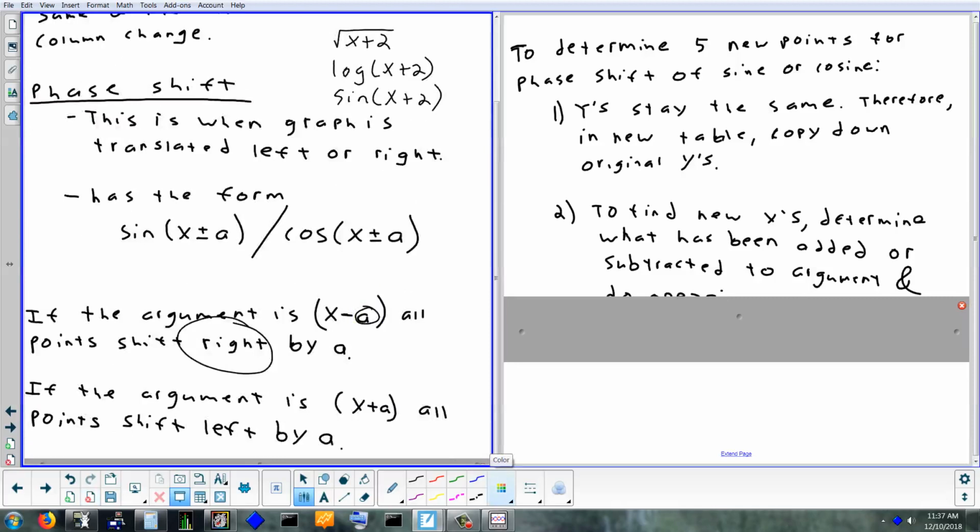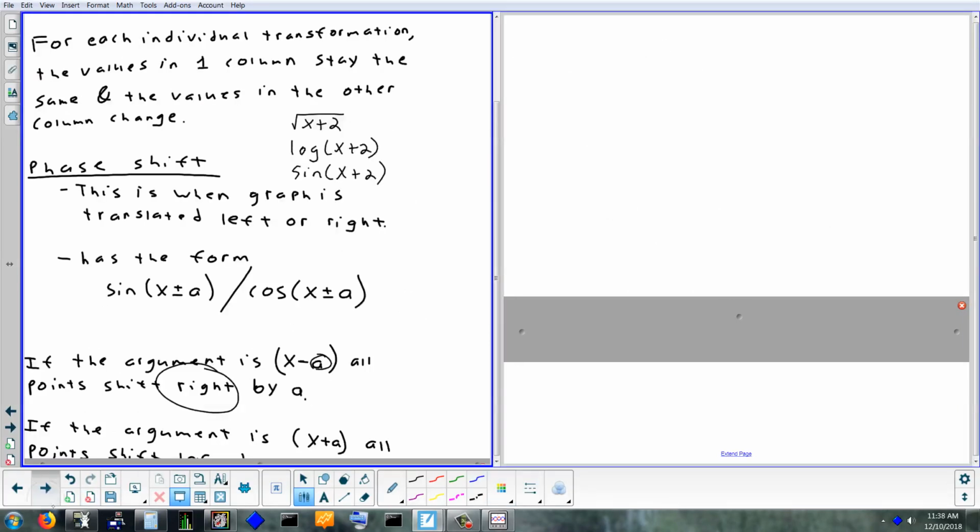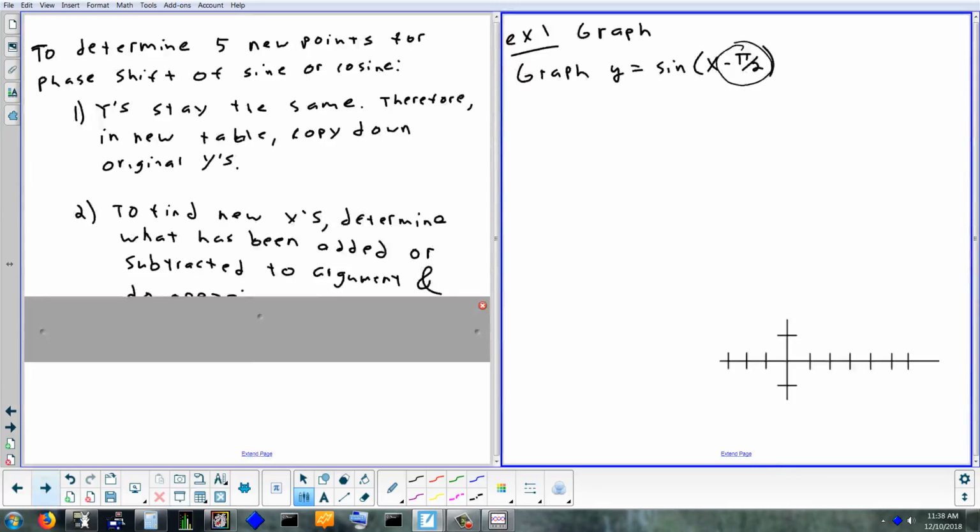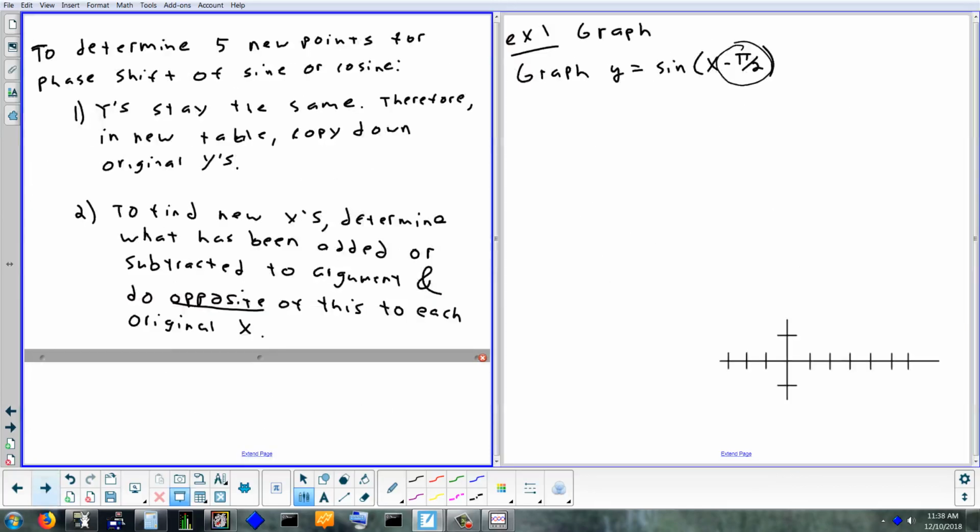When you subtract something from the argument, the graph shifts to the right. So I think, okay, how can I make x values all go to the right? I have to make them bigger. Right? If you make an x value bigger, it's going to go to the right. So when we see a minus pi over 2, we're going to do the opposite of that. We're going to add pi over 2 to all my x's. And that's going to shift everything to the right.